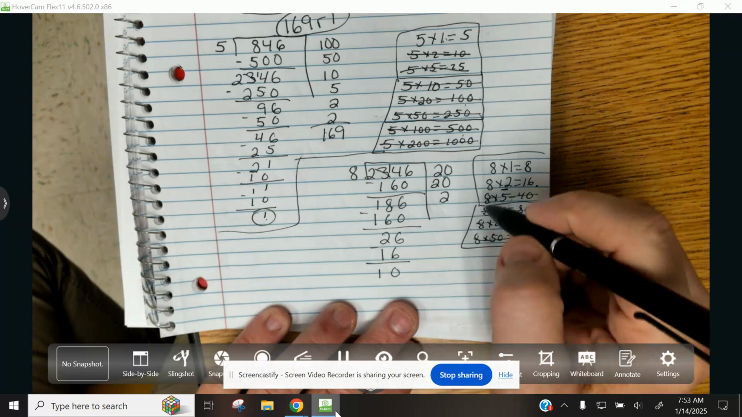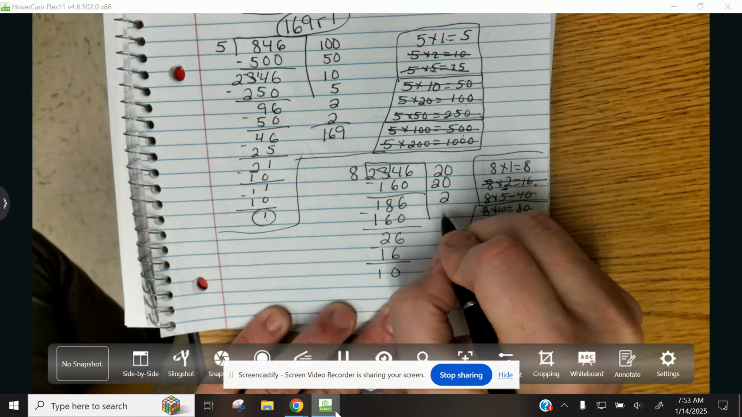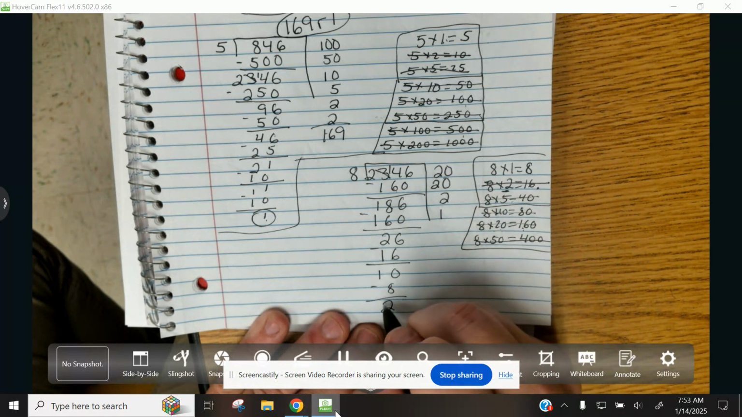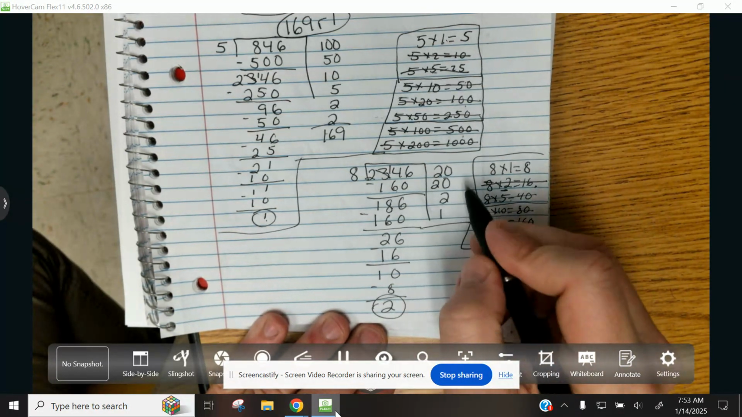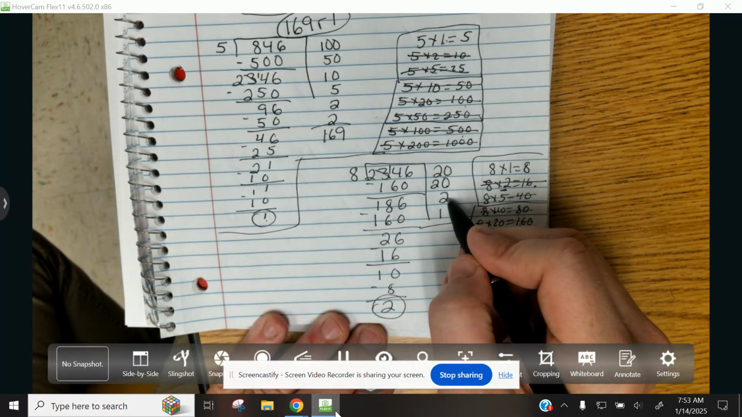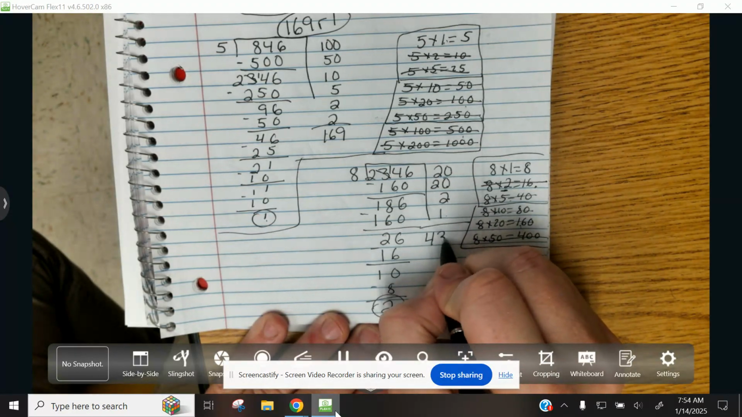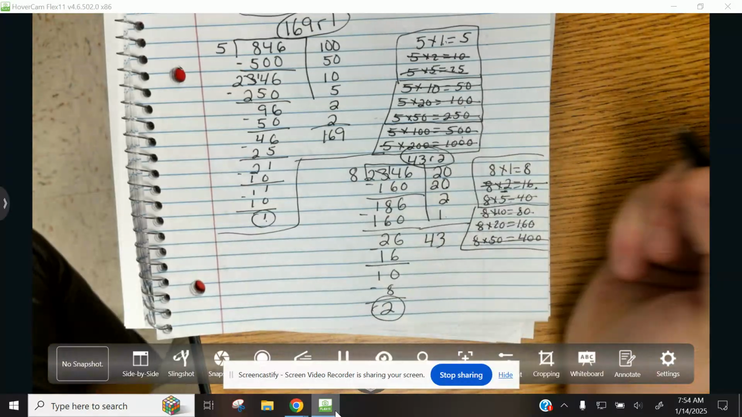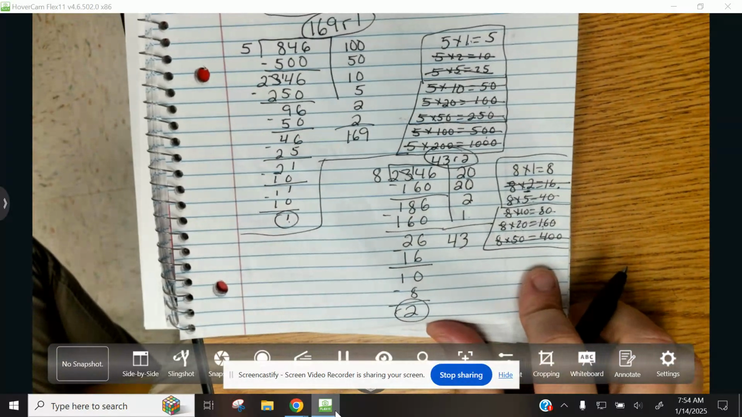Okay. Can I use 16 again? Nope. Can I use 8? Yep. So there's a 1. 10 minus 8 is 2. There's my remainder. My answer is 20 plus 20 is 40. 42, 43. So I have 43, remainder 2. And that's how the help box will work.